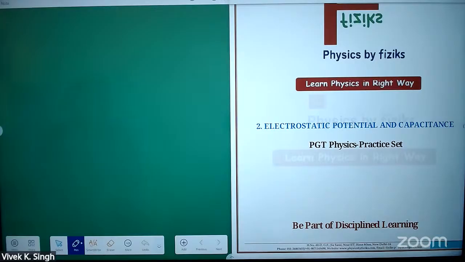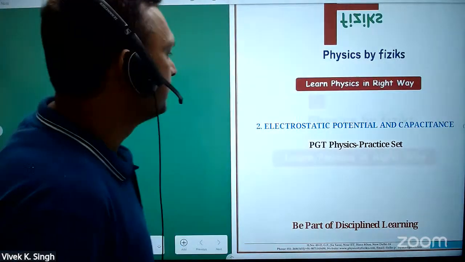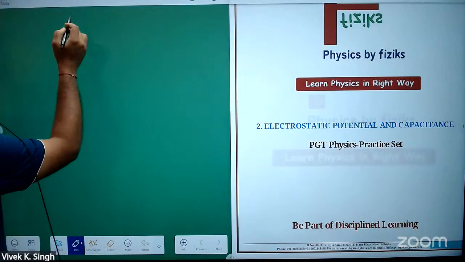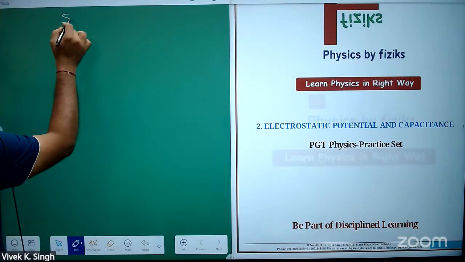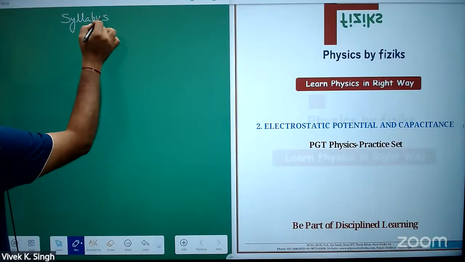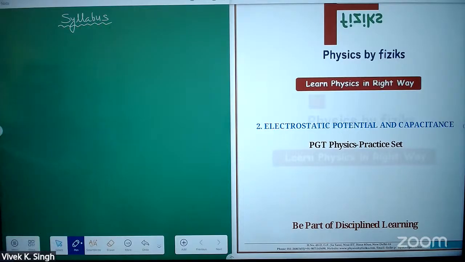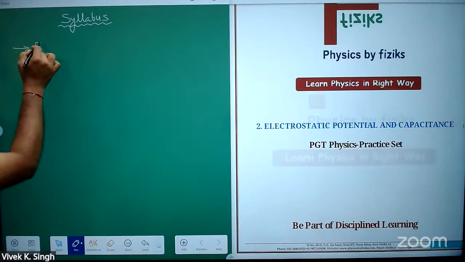So let's see the syllabus of this particular topic. Let's see the syllabus, what type of questions they will ask. So in this particular chapter, we will focus on calculation of electrostatic potential.